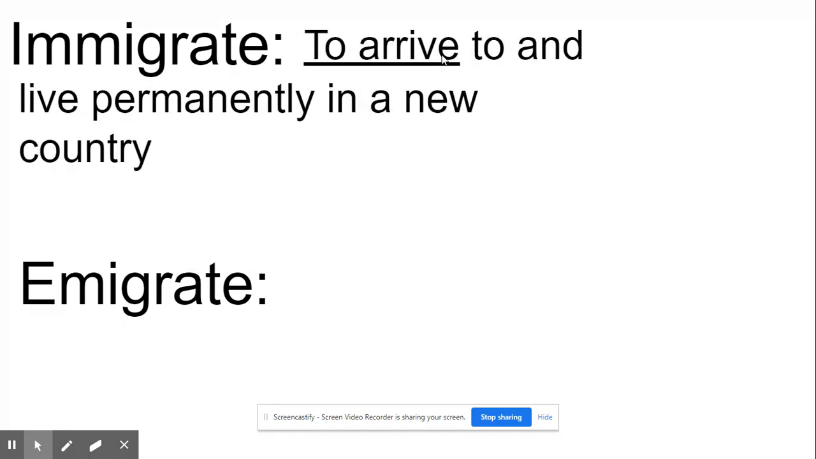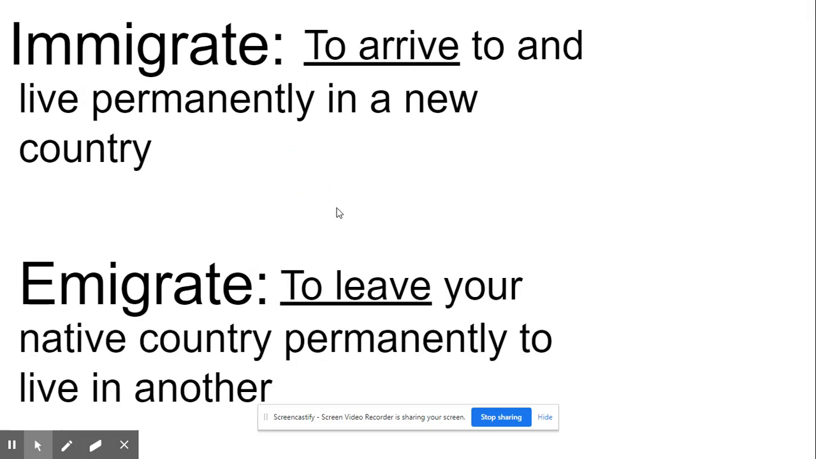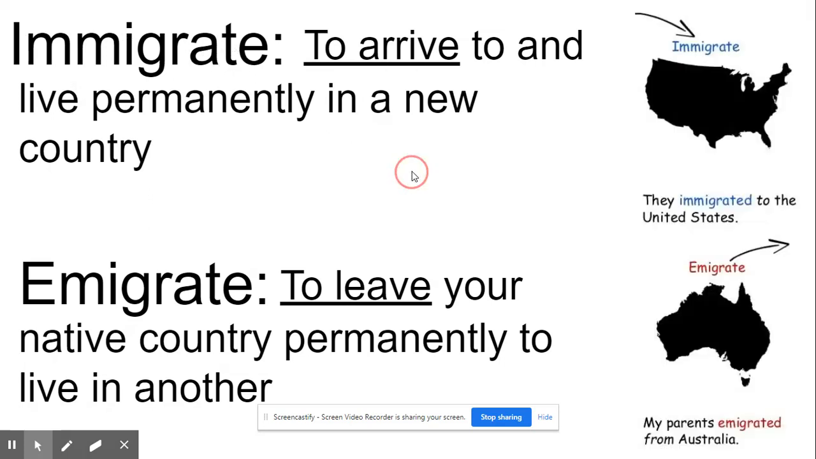To immigrate is to arrive to and live permanently in a new country. When we talk about immigration in the U.S., most people are moving here, so they're arriving here. They are immigrants. And then to emigrate is to leave your native country. Basically, you need to know this one, to immigrate to the United States.